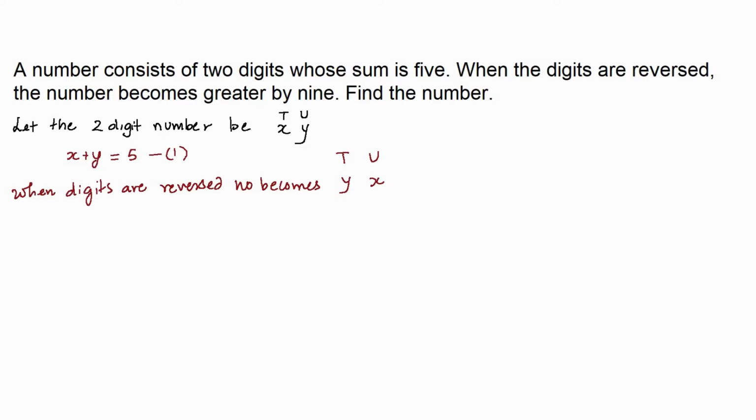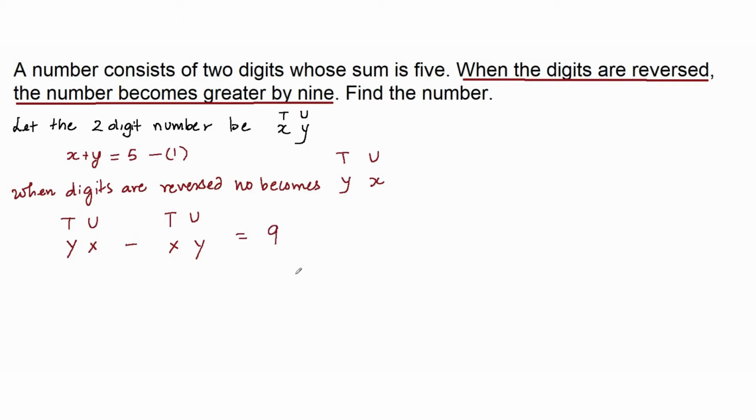Therefore, let us now see what the condition is. When the digits are reversed, the number becomes greater by 9. That is, as compared to the original number, the new number is greater by 9. What it means is, if I take the reversed number and subtract the original number from it, the answer is going to be 9. Now please don't think that yx and xy are in multiplication with each other, as is the case with our regular algebraic expressions.